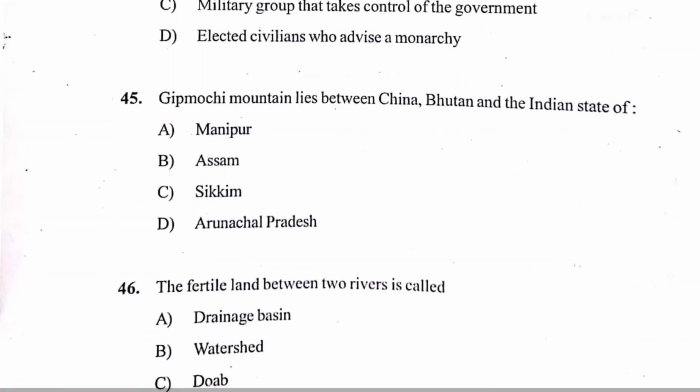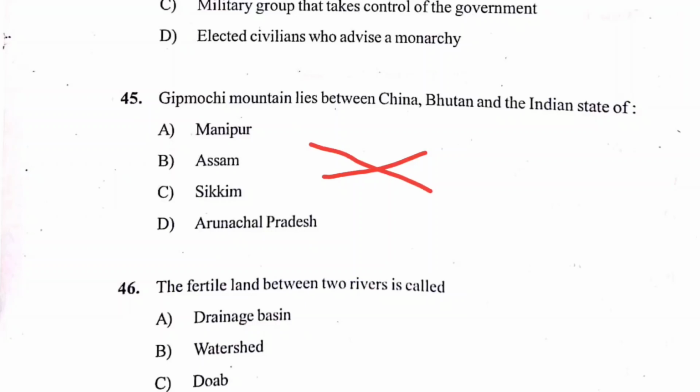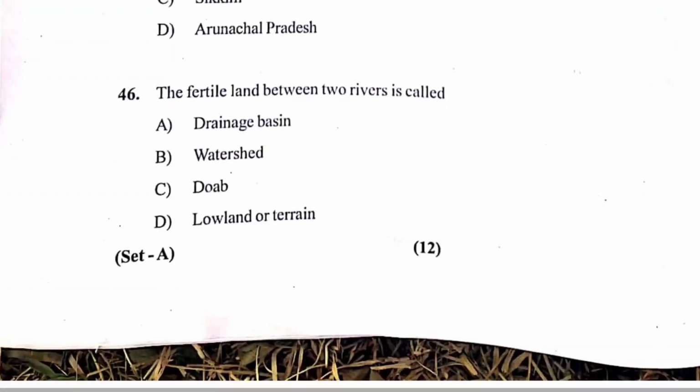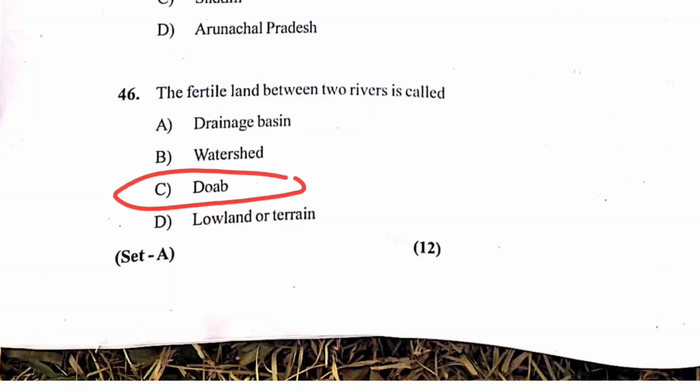Next question is, Gimpochi mountains lie between China, Bhutan and the Indian state of, I don't know the answer here. Next question is, the fertile land between two rivers is called, it's called Doab.